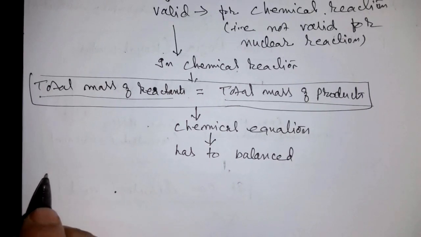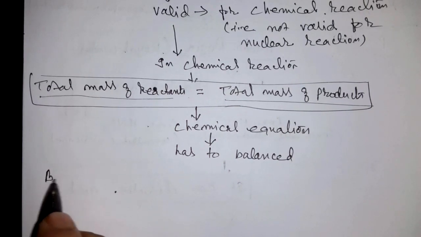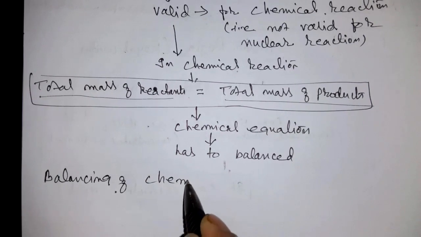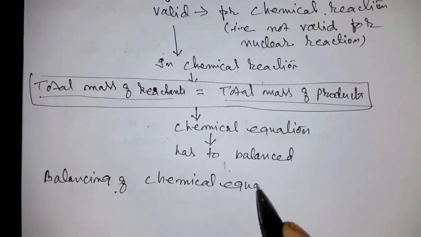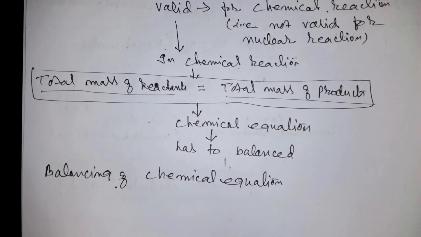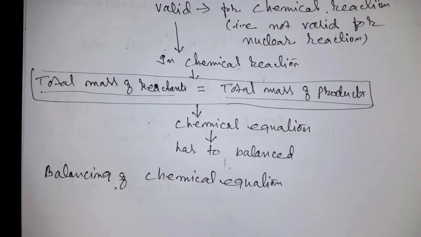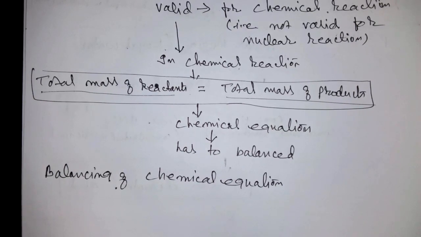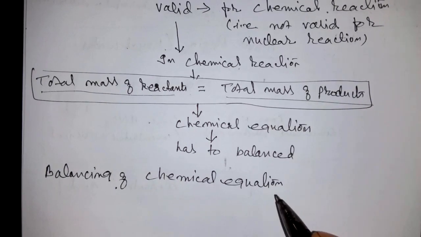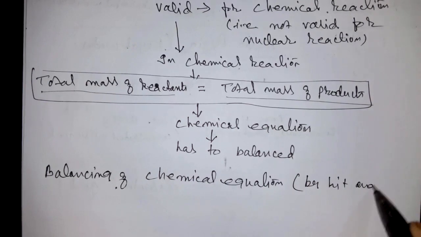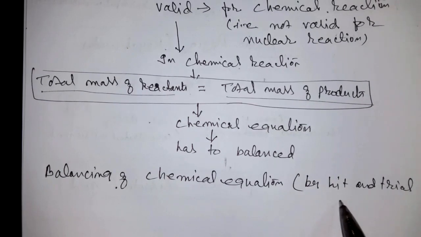For balancing of a chemical equation, there is no proper formula that, if you follow it, your balancing will always be correct. There is no 100% correct rule also. So you just have to keep on trying. That means it is done by hit and trial method. So balancing of a chemical equation is mostly done by the hit and trial method.